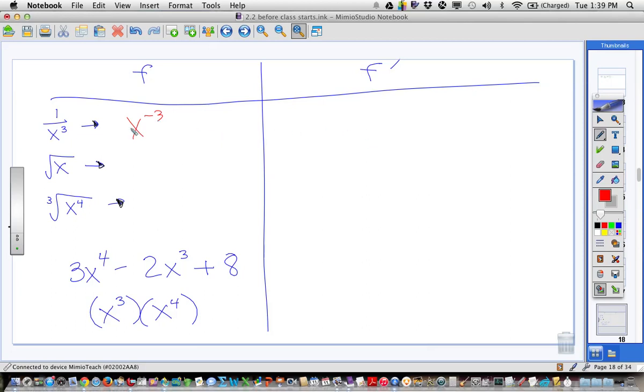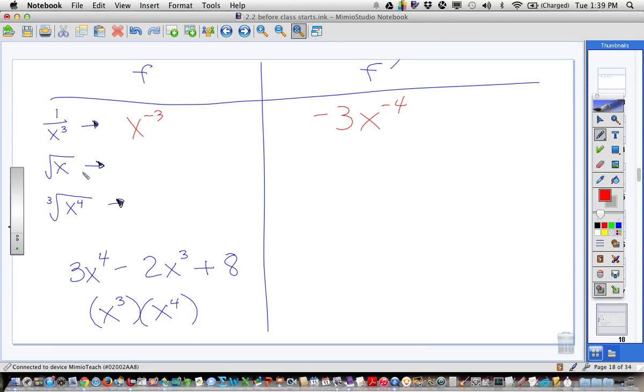Now, what's the derivative using the rule then? -3. Careful. -4. You've got to subtract 1, right? The rule says you take away 1. So -3 take away 1 is -4. So be careful there. Okay?